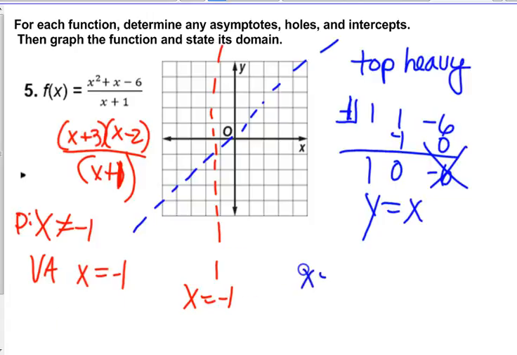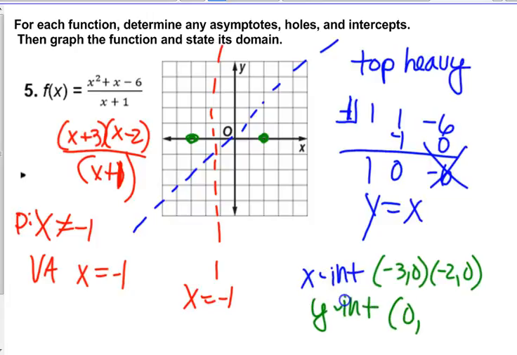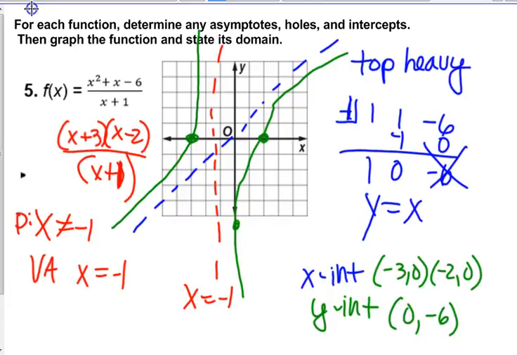Intercepts. X intercepts. Negative 3 and positive 2. Y-intercept? Yeah, y-intercept is when you put in a 0, so you get negative 6 over 1 or negative 6 down here somewhere. Okay, that tells me that this side is doing this shape, and this side is doing this shape, and that's it. It approaches this line out on the far ends. It just has one goofy thing in the middle.